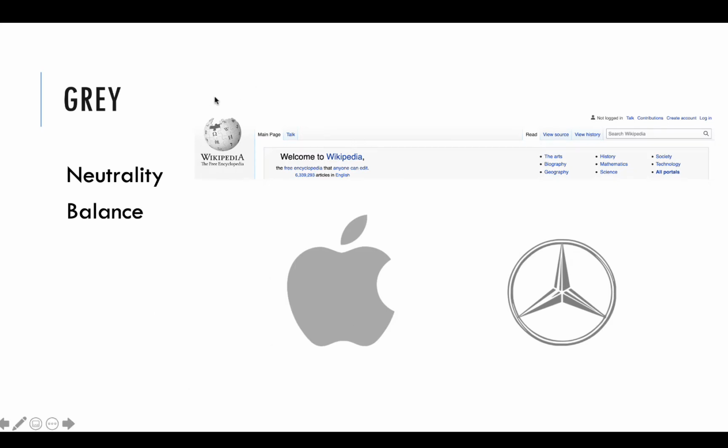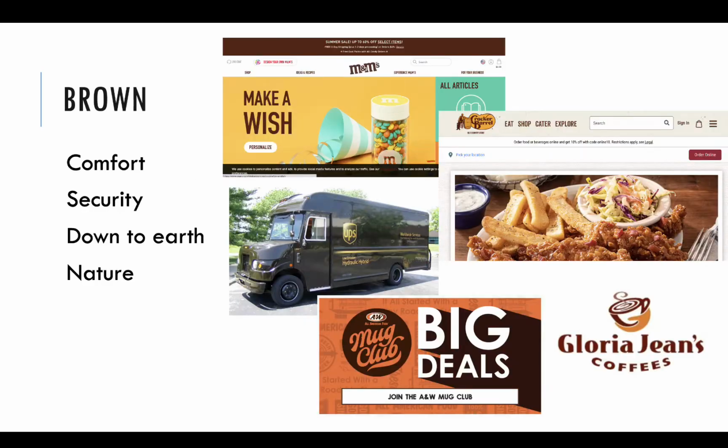Wikipedia has a gray logo, and if I were a psychologist, I would say the reason is because they want to look like they're blending in. I mean, they are a company of free encyclopedias, information, and their goal is not to stand out. Their goal is to blend in. And then Mercedes, although I put it in the gray, it really is more of a silver, very prestigious, neutral palette. Okay, let's talk a little bit about brown.